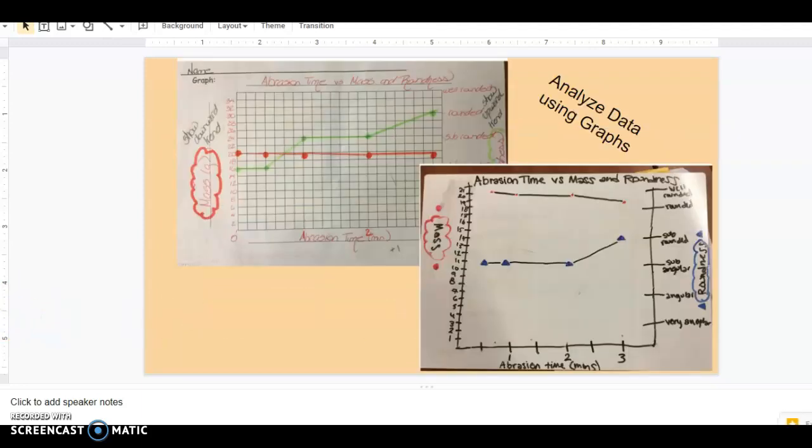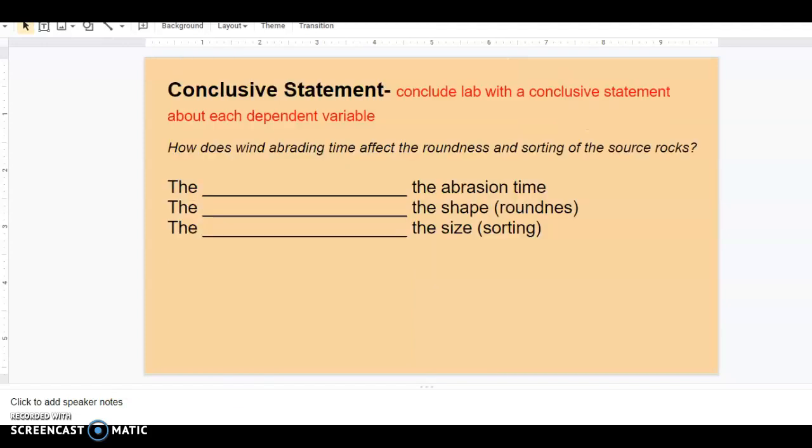I included in here the graph. We'll go over it in class, but I did want you to see what we normally do with this lab in class. You are going to notice, spoiler alert, as the abrasion time increases, so we've got 1 minute, 2 minutes, 3 minutes, as the abrasion time increases, you are noticing that the shape becomes more rounded. Okay. Your conclusive statements then are going to be something similar to that.